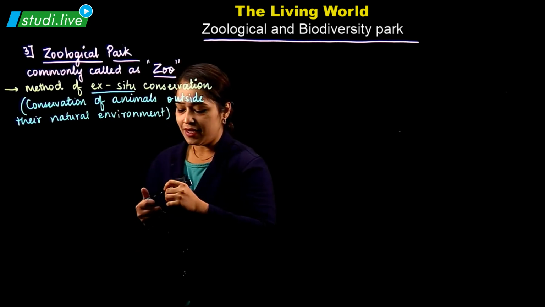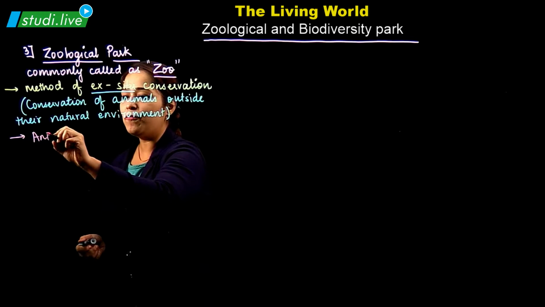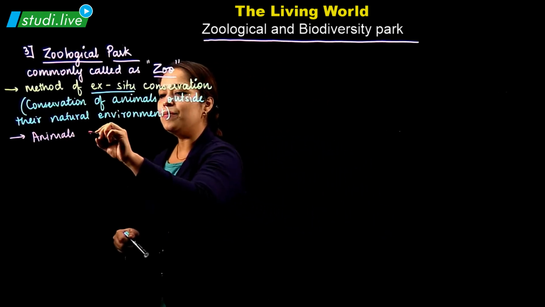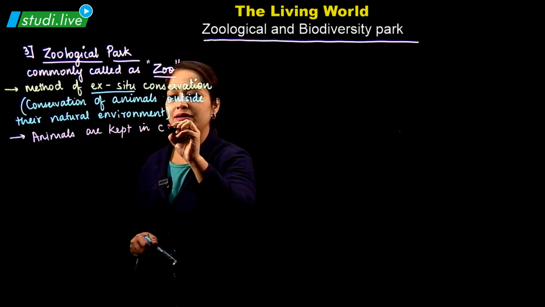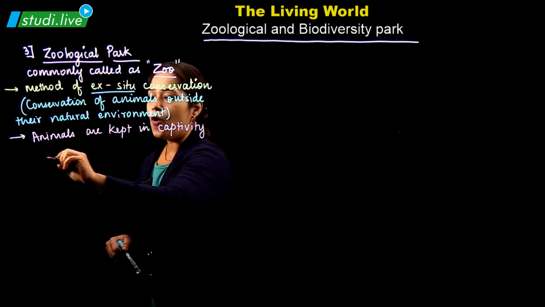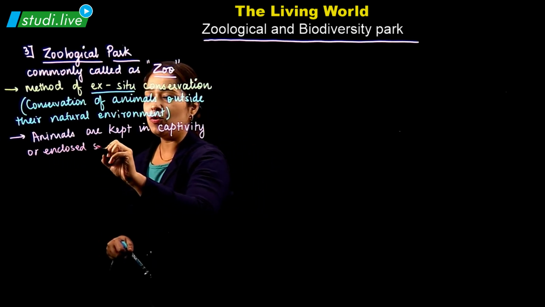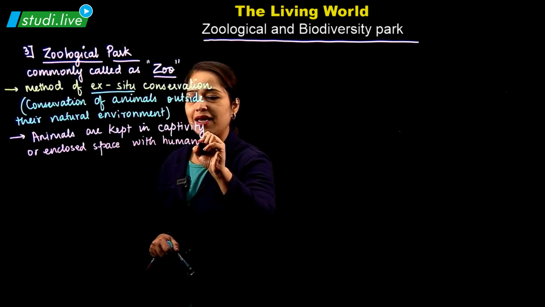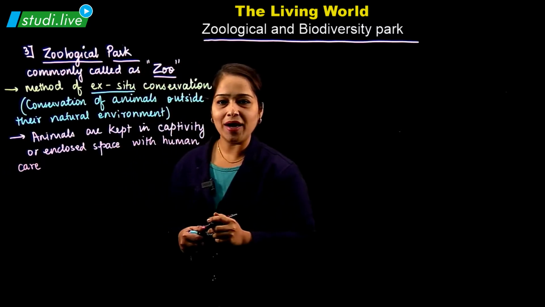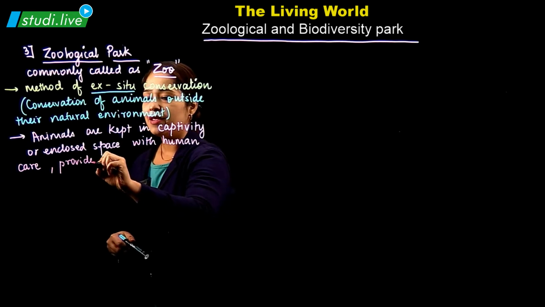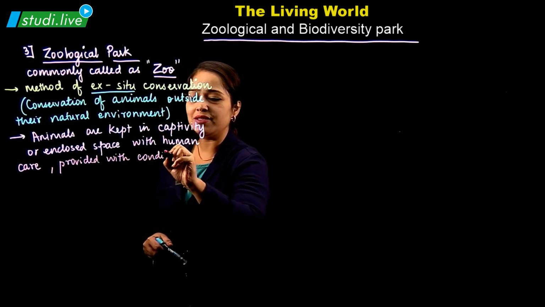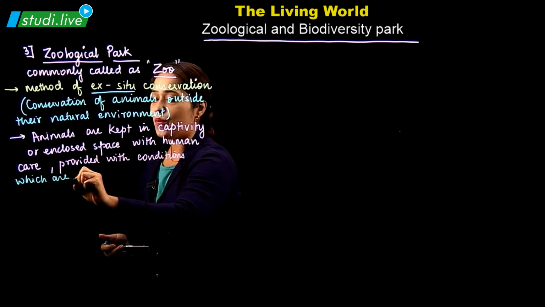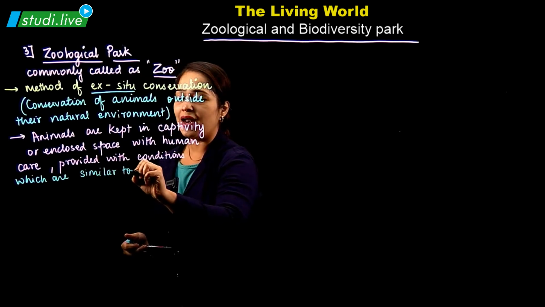Now what happens is, here animals of different types, tiger, lion, leopard, deer, elephant, zebra, these animals are kept in captivity either in cages or enclosed space. And why it is done is with human care. Human care is taken for these animals, and they are provided with conditions which are similar to their natural habitat.